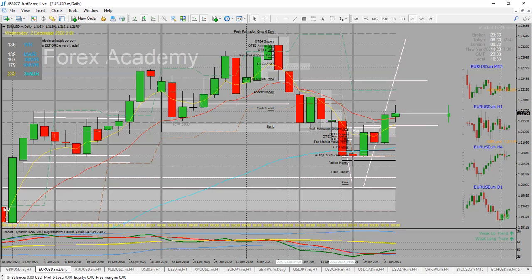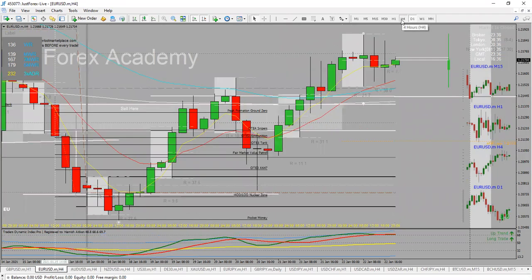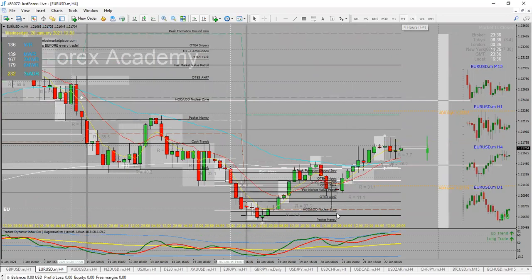What you see happening on GBP USD also happens on Euro USD. So this is how I analyze my trades or my pairs on a daily basis. Now let me switch to H4. Then this is what I'll be expecting them to do.